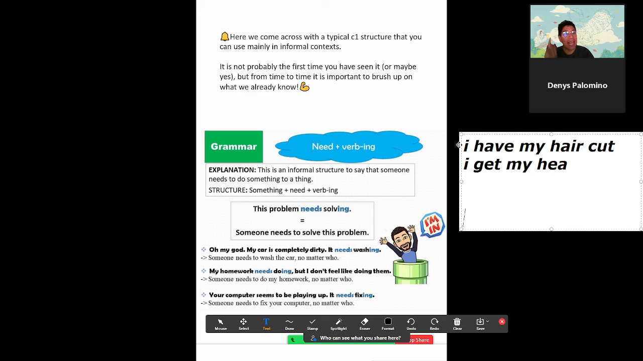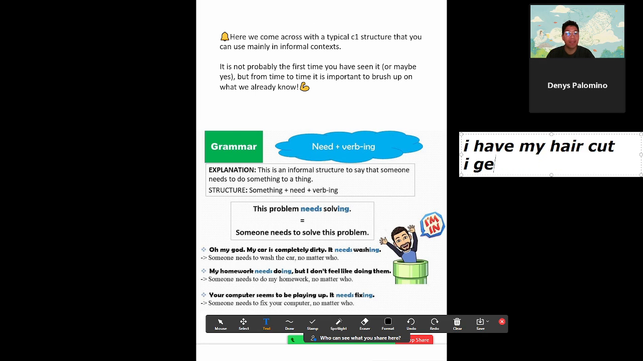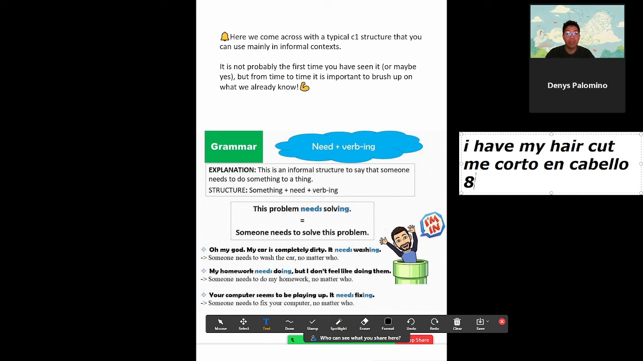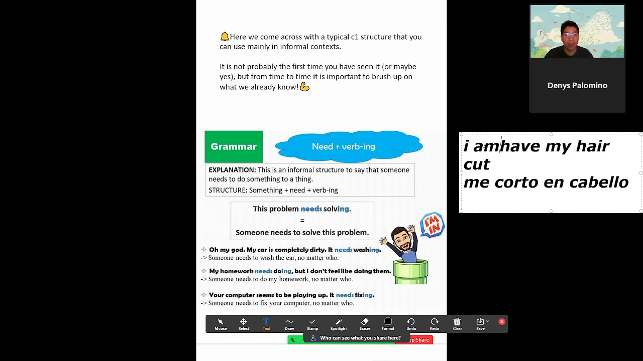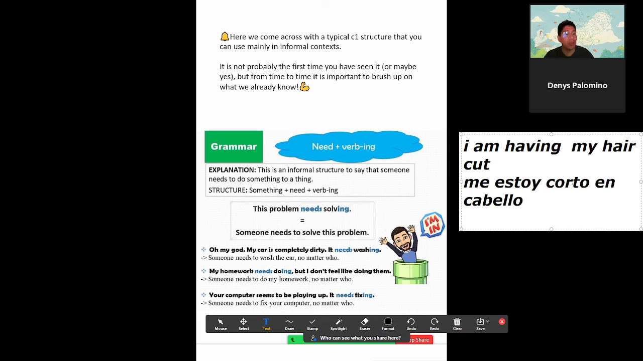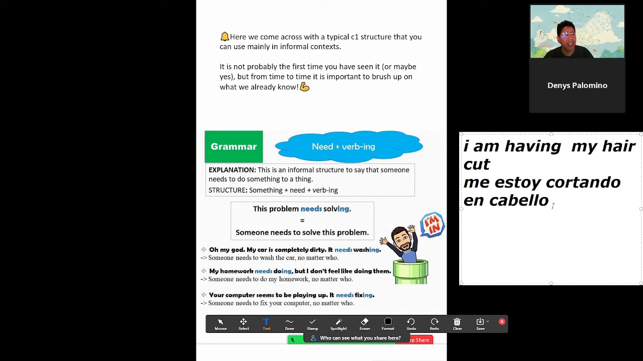Ajá, cuando dices I have my hair cut significa que me corto el cabello, pero lo está cortando otra persona. Somebody else. Puedo decir, para que tenga más sentido, I am having. Digo, oye, ¿qué estás haciendo, Denise? I am having my hair cut. Me estoy cortando el cabello. Pero ahorita lo está cortando otra persona. ¿Y por qué te estás cortando el cabello? Why are you having your hair cut?